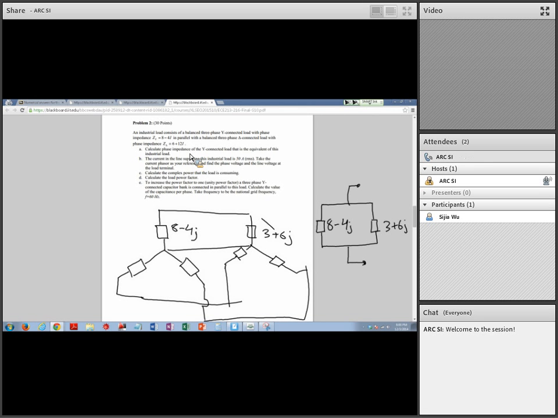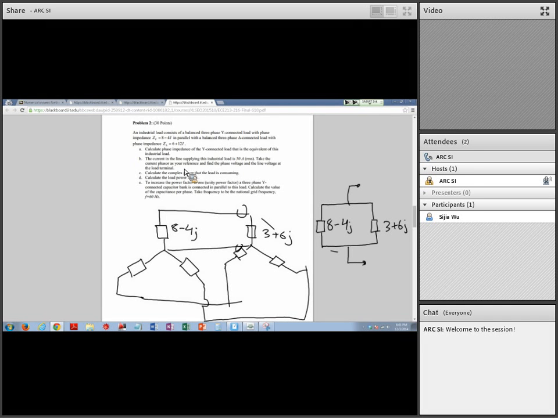This is going to be connected to the load or the power source, this point and that point. So you have to find the equivalent impedance, just use the parallel formula, product over sum. If you do product over sum, you'll have each phase impedance. That gives you the current.